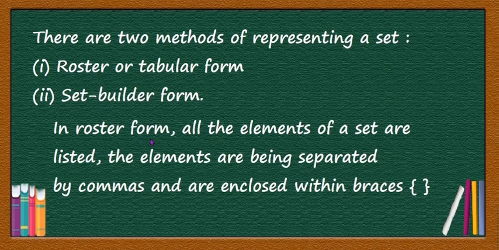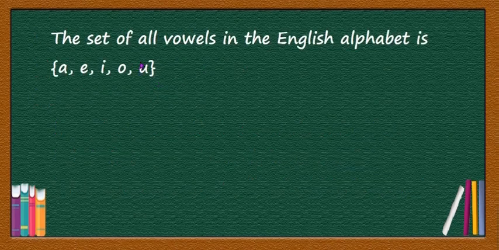In roster form, all the elements of a set are listed. The elements are separated by commas and are enclosed within braces, that is, flower brackets like this. The set of all vowels in the English alphabet is {a, e, i, o, u}, and this is the method of representing the set in the roster form.